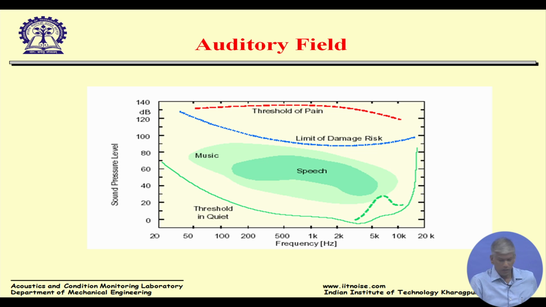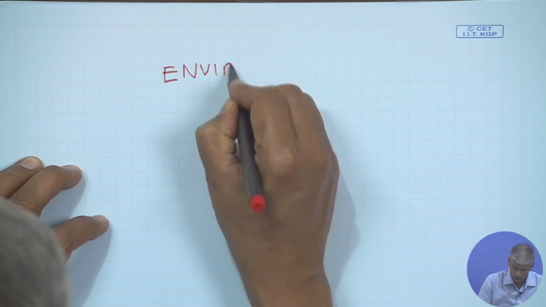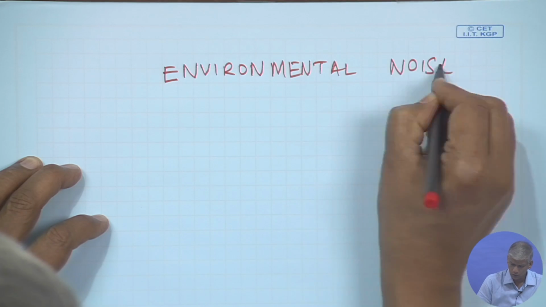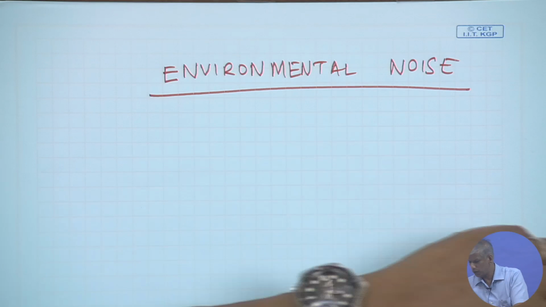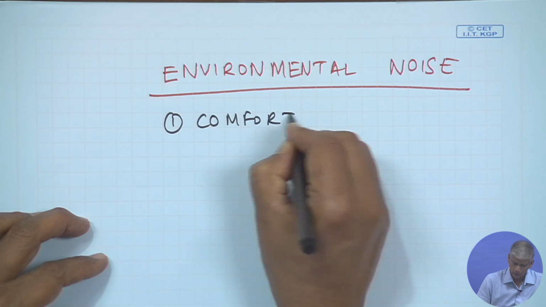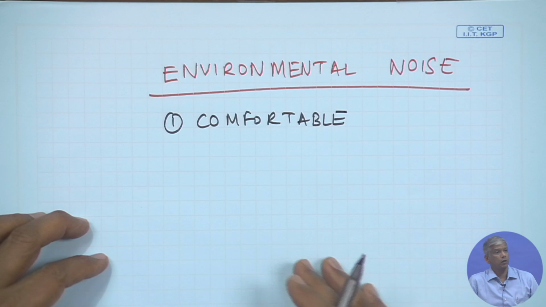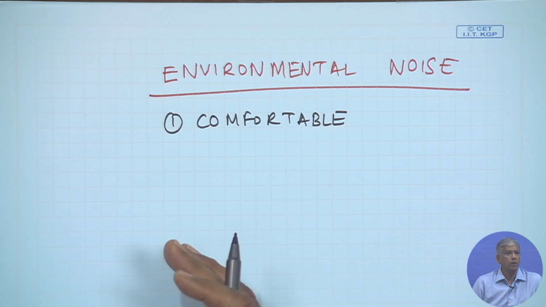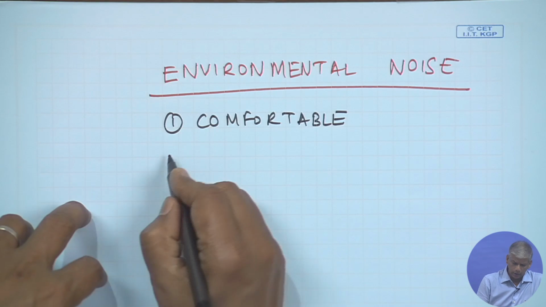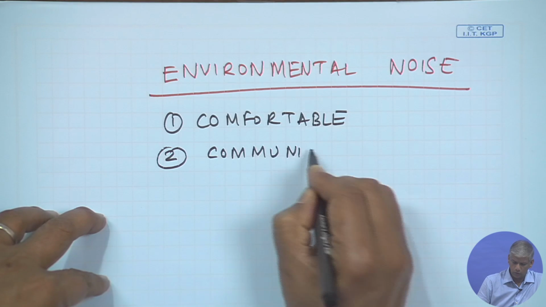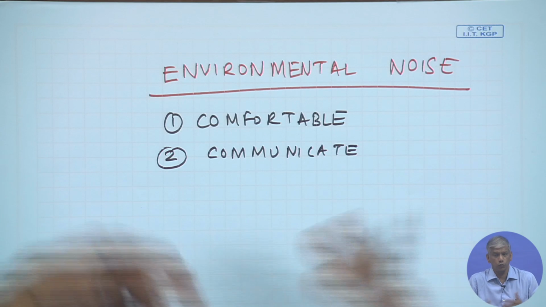So there are many ways by which, if you look at this environmental noise, there are many issues with this. One is whether we are comfortable. By comfortable, I mean whether the noise levels to which we are exposed are such that we do not harm or damage our ears. Next is, am I able to communicate to somebody who is in the surrounding?